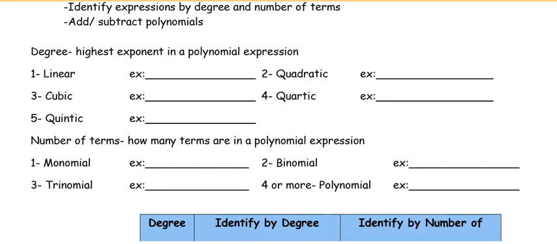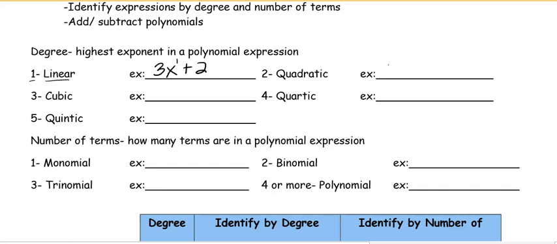Today what we're going to talk about is vocabulary of polynomials and adding and subtracting polynomials. Just so you know, everything that we've dealt with so far actually has a name. If we identify based on the degree, meaning the highest exponent in a polynomial expression, then if I were to give you the expression 3x plus 2, this has an exponent of 1. Therefore, that's the highest exponent, and we would call that linear.